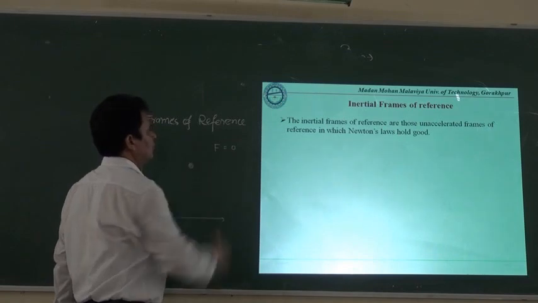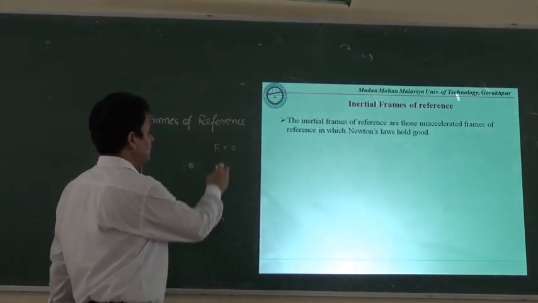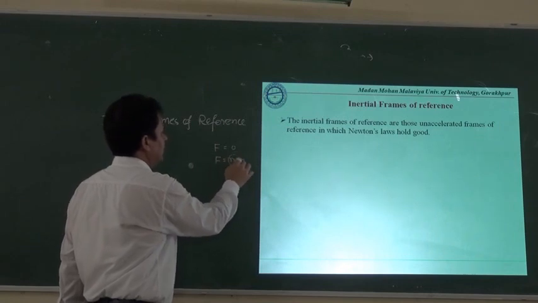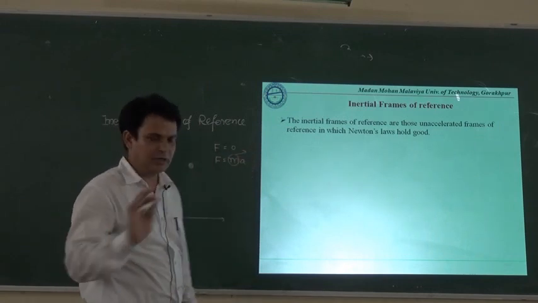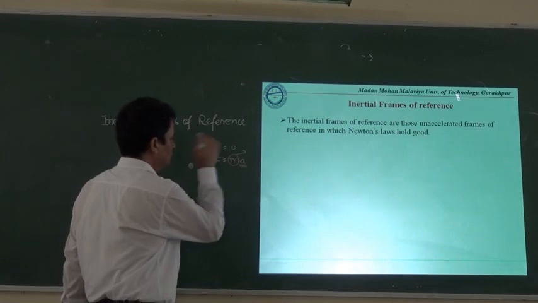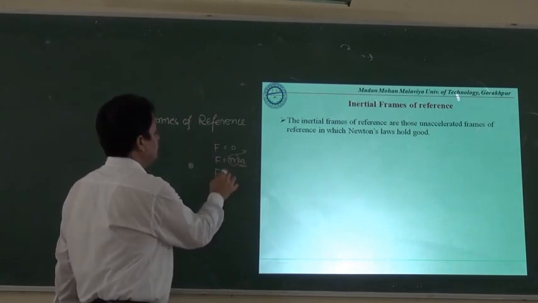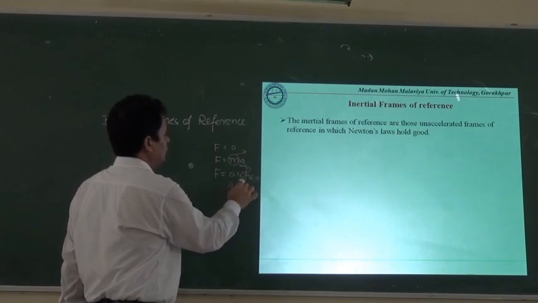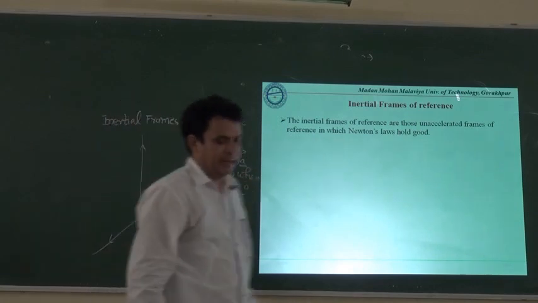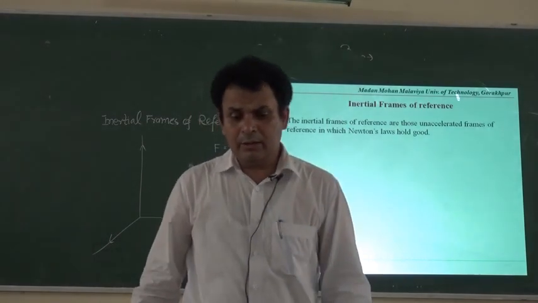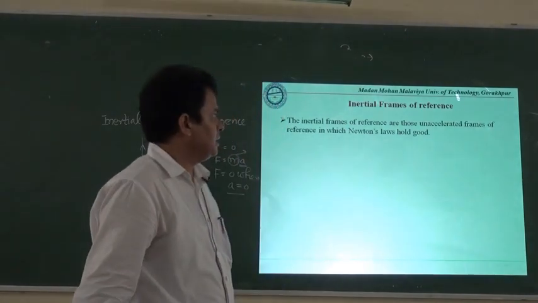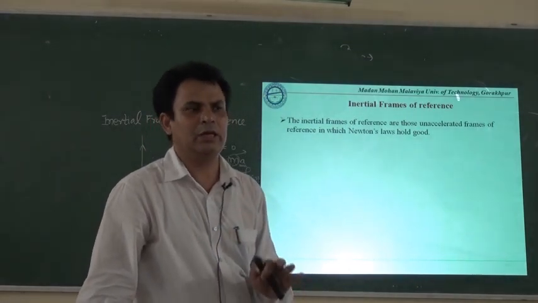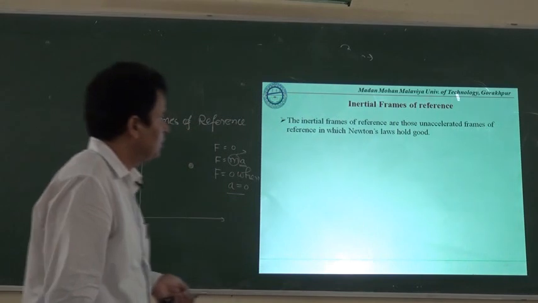equal to 0. If F is equal to 0, then F is equal to m into a. m is the inertia of a body, that will not be 0. Definitely this a should be 0. So F will be 0 when a is equal to 0. This implies that this is an unaccelerated frame of reference in which Newton's laws hold good.